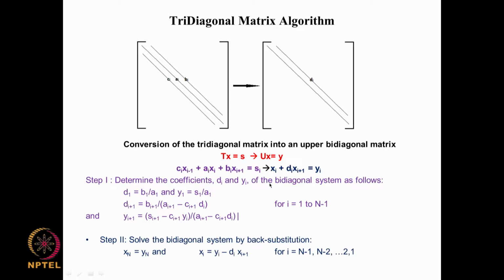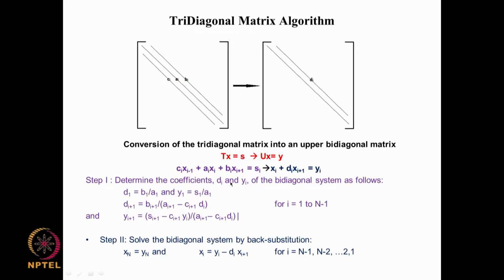If you have 2D and 3D, then you do not have a 3-point molecule, you have a 5-point molecule or 7-point molecule or 19-point molecule. So, in such cases this cannot be applied, but there are extensions of this method in more advanced methods for the solution of Tx equal to S or Ax equal to b, which we will see in the second part of this module.